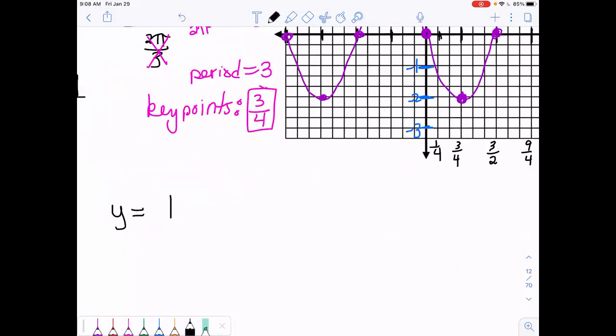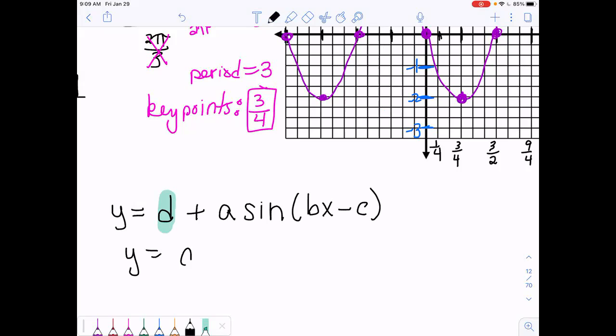So we have one final letter to talk about, and that's the D. And then we have our A and the sine, and then bx minus c. This D is the part that moves the graph up or moves the graph down. It can be written in the front. It also can be written in the back, and it just depends on how the author chooses to write the D value.